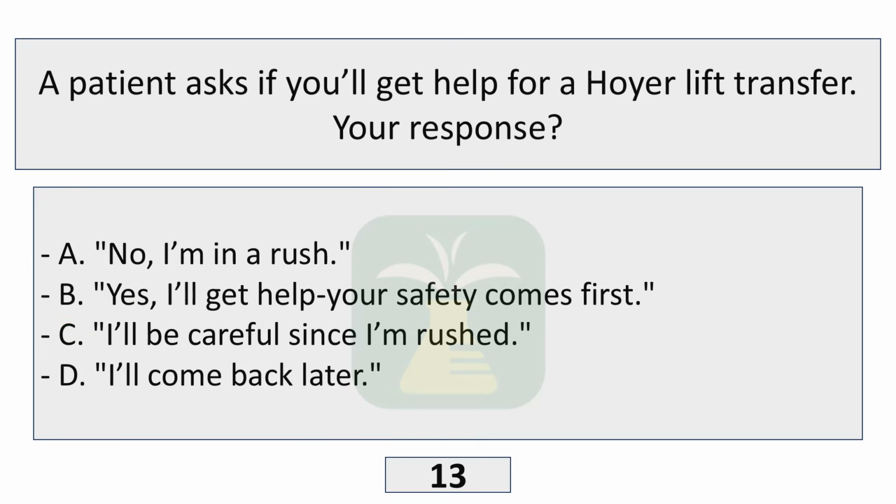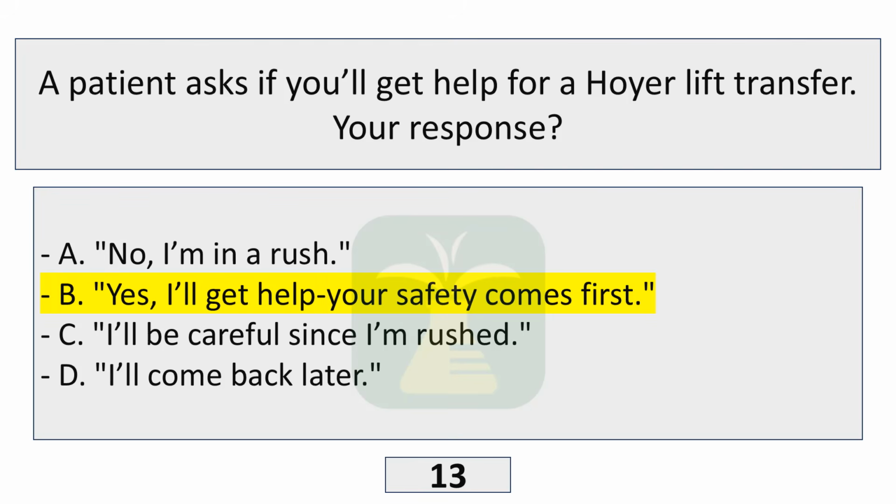A patient asks if you'll get help for a Hoyer lift transfer. Your response? A. No, I'm in a rush. B. Yes, I'll get help. Your safety comes first. C. I'll be careful since I'm rushed. D. I'll come back later. Correct answer. B. Yes, I'll get help. Your safety comes first. Patient safety is priority.